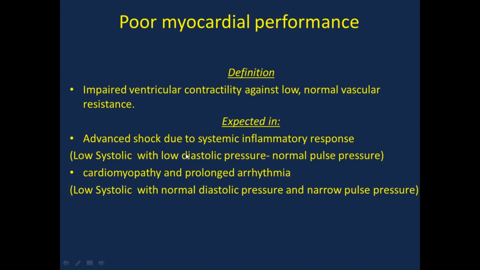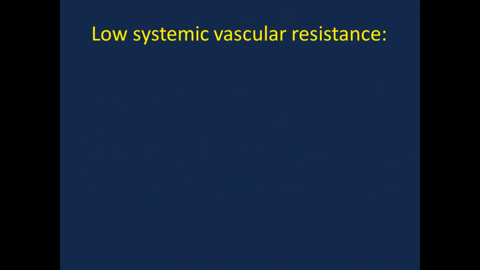If the infant is in very severe shock, the early stage of shock will be loss of vascular resistance with maintained contractility, but at the end you may have low systole and diastole and collapse of circulation. Or cardiomyopathy, you may have cardiomyopathy and prolonged arrhythmia. In this situation, you may have low systolic with normal diastolic pressure because the resistance should be normal, and also narrow pulse pressure because diastole will be maintained and systole will be decreased.